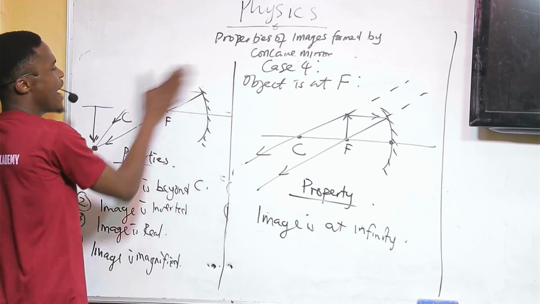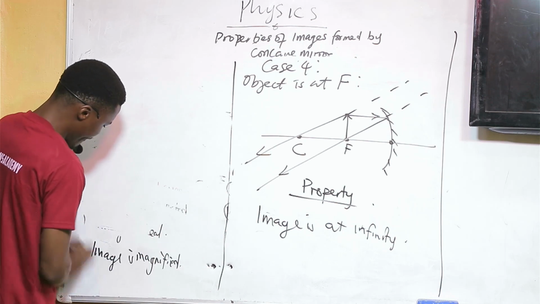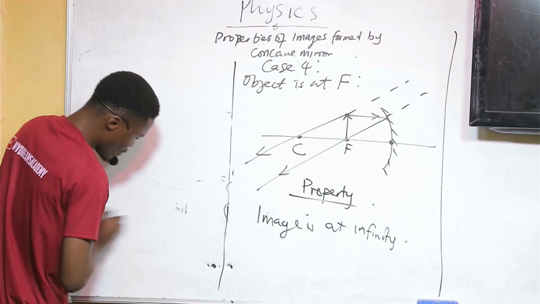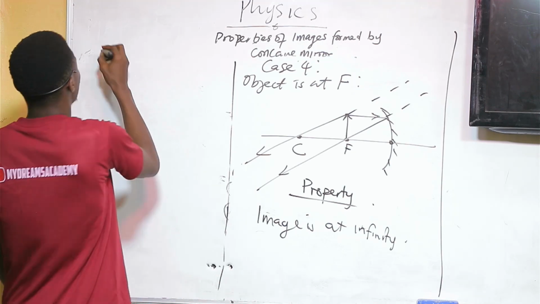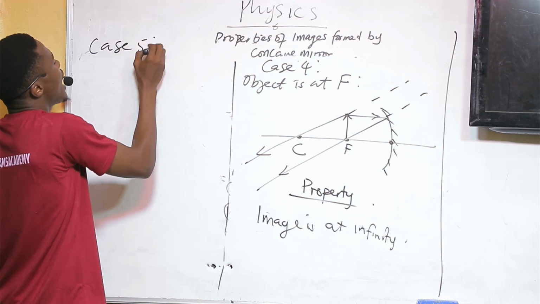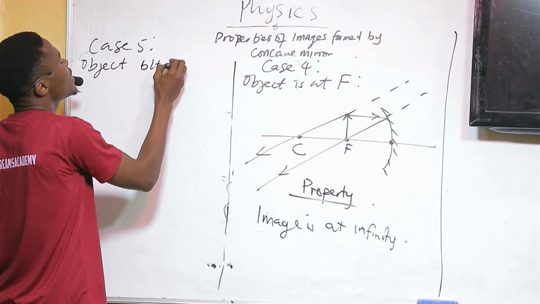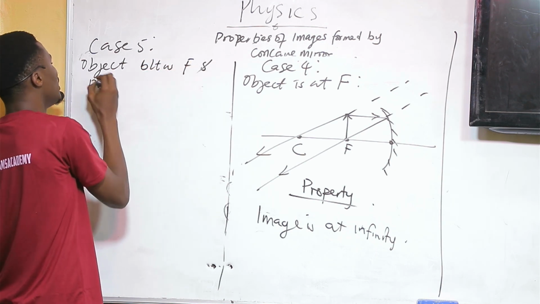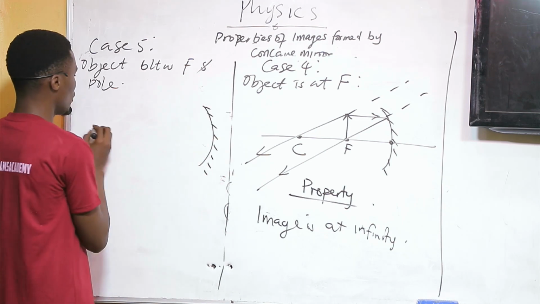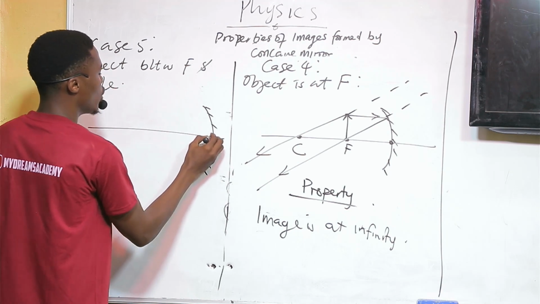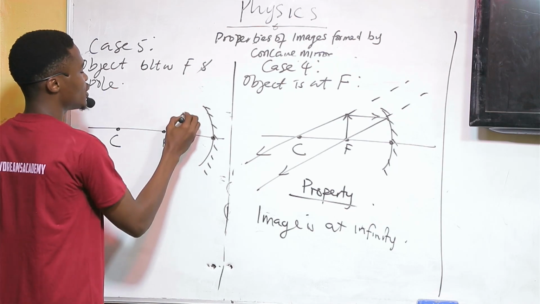And then case 5, which is the final case under a concave mirror. Let's see what it is going to look like. So case 5. And where is our object now? We can say the object is between F and pole. The object is between F and what? Pole. So this is our pole. This is our F. And this is our C. So I place my object between the pole and F.